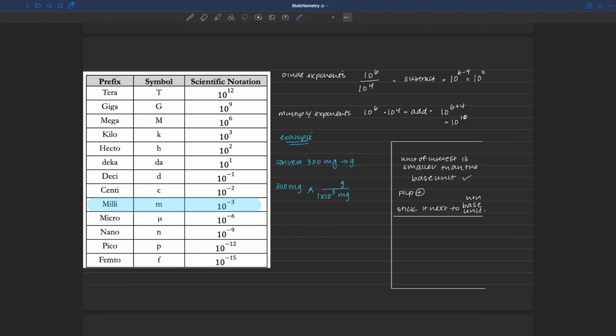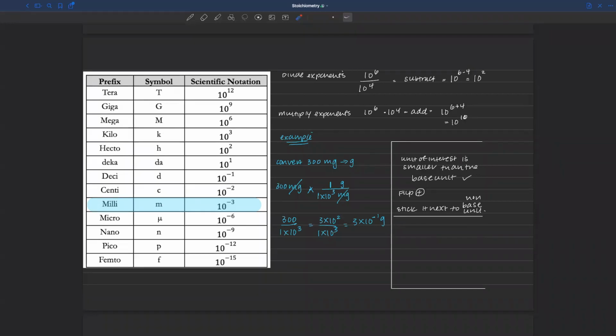Now we can go ahead and solve. Milligrams cancels. And then you have 300 over 1 times 10 to the 3rd, which is 3 times 10 to the 2nd over 1 times 10 to the 3rd, which is 3 times 10 to the what? 2 minus 3, 3 times 10 to the minus 1 grams. And that's how you would get to this.